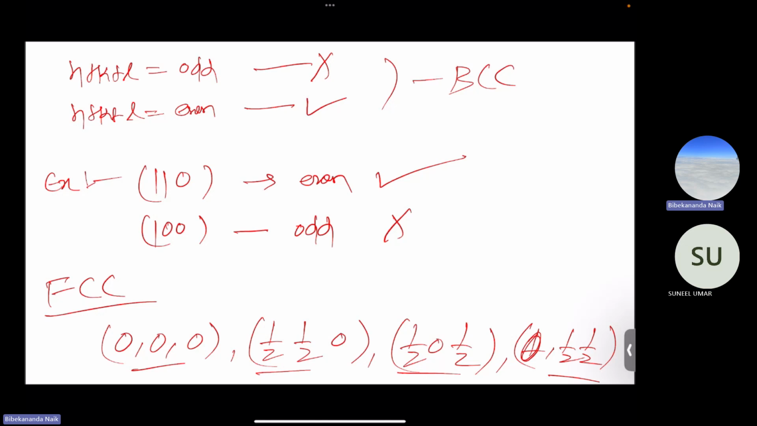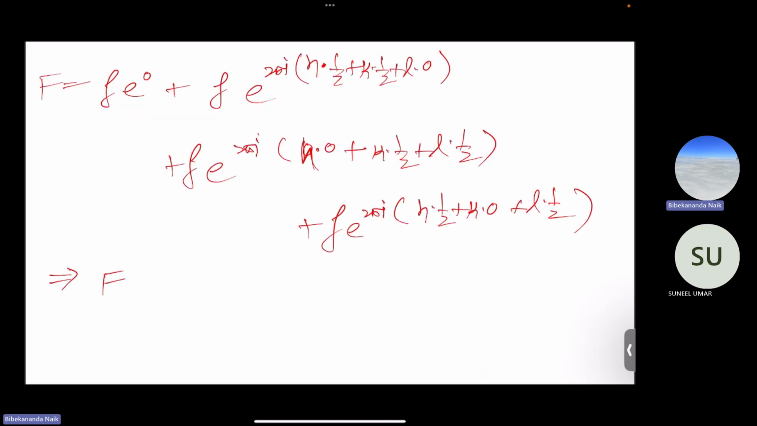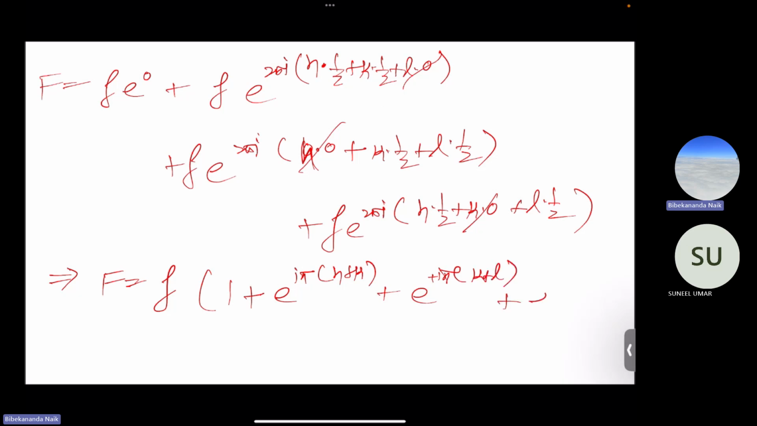Then, if you take small f common, there will be 1 plus exponential i pi (h plus k), plus exponential i pi (k plus l), plus exponential i pi (h plus l). Now we get it.